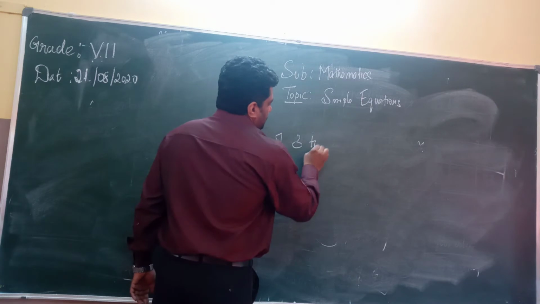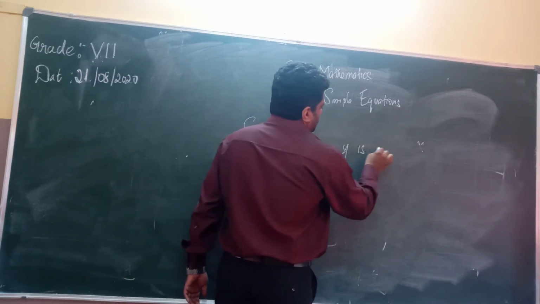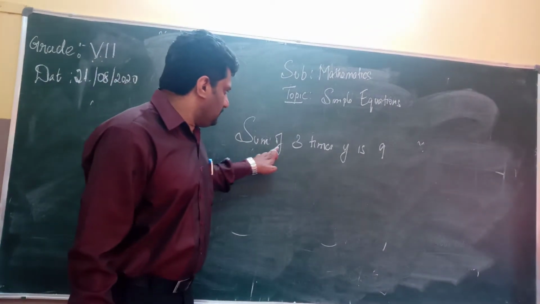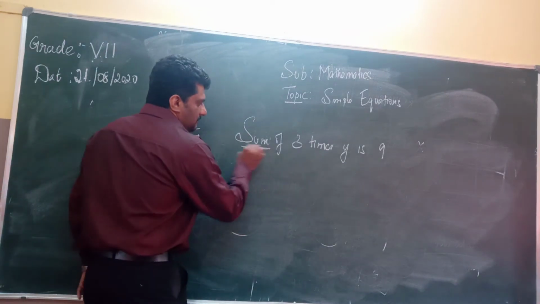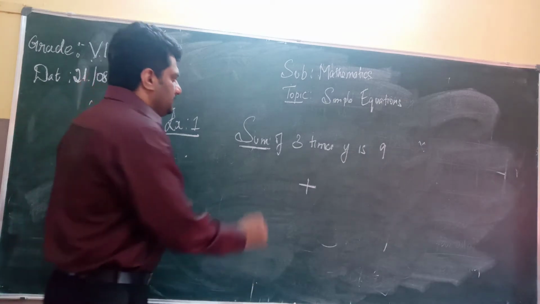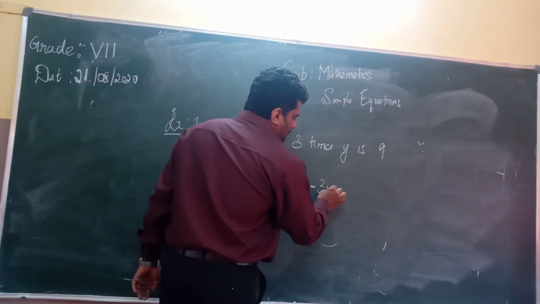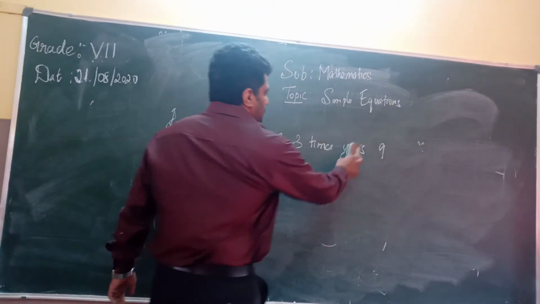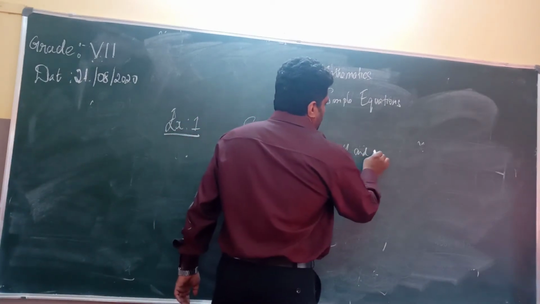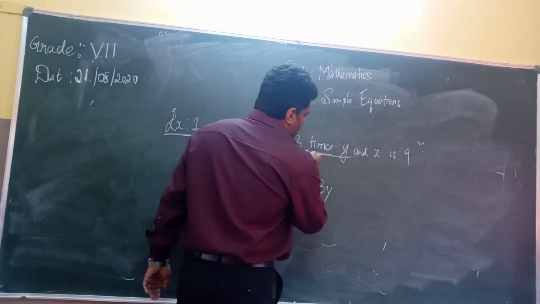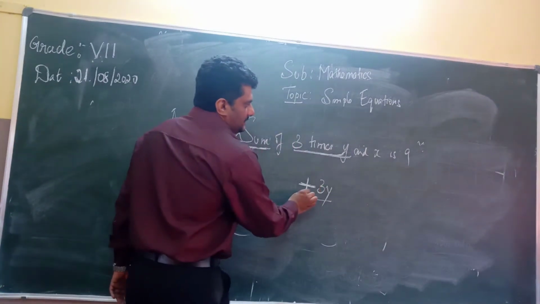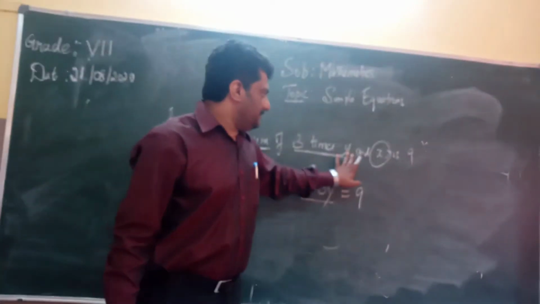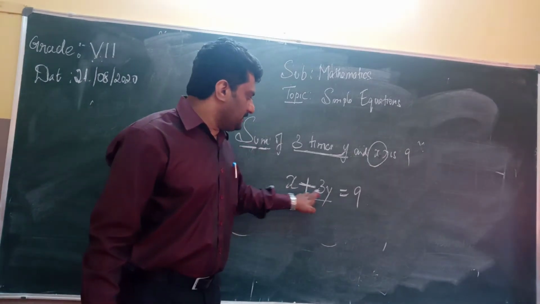Sum of 3 times y is 9. What do you understand by this? Sum of 3 times y. Now what is sum? Addition. Correct? Sum of 3 times y and x is 9. That means x plus 3y is equal to 9.